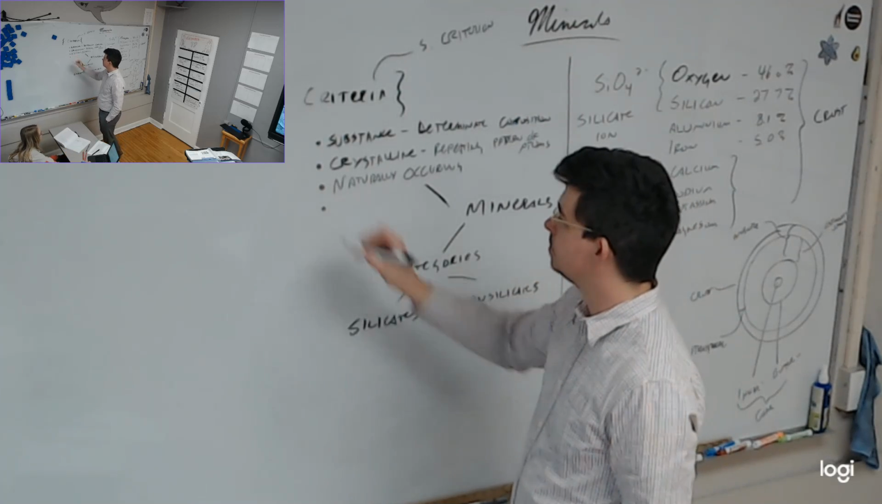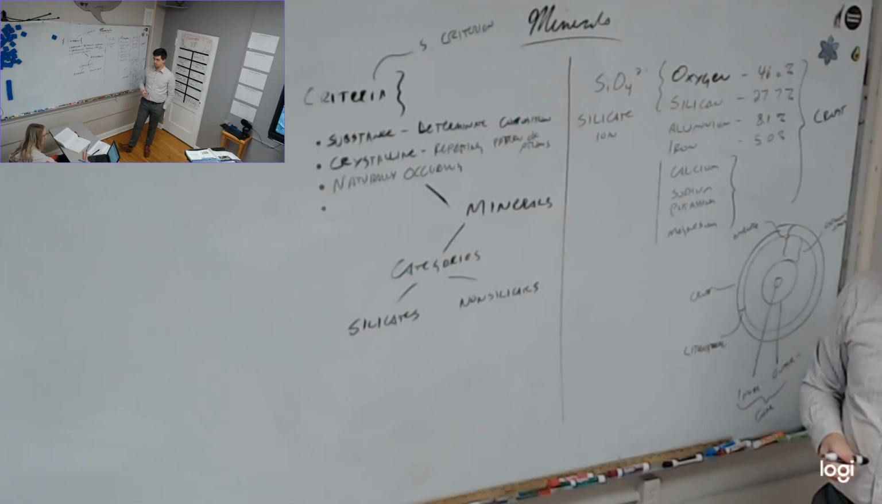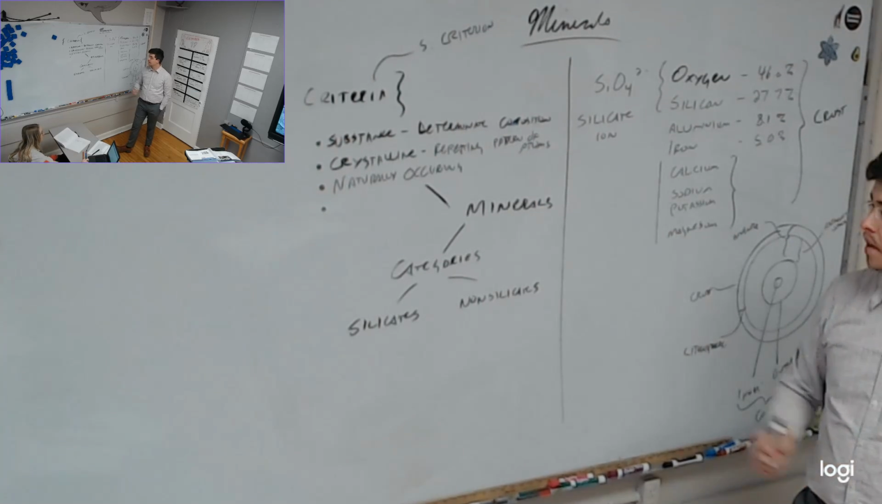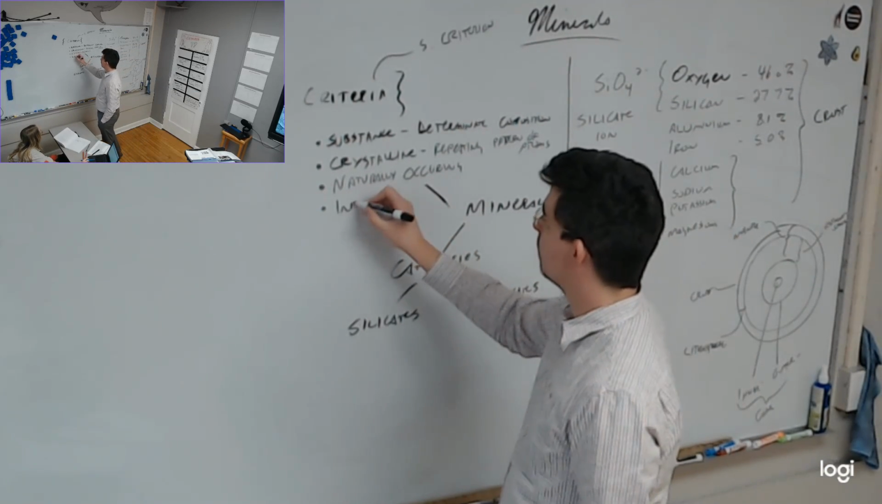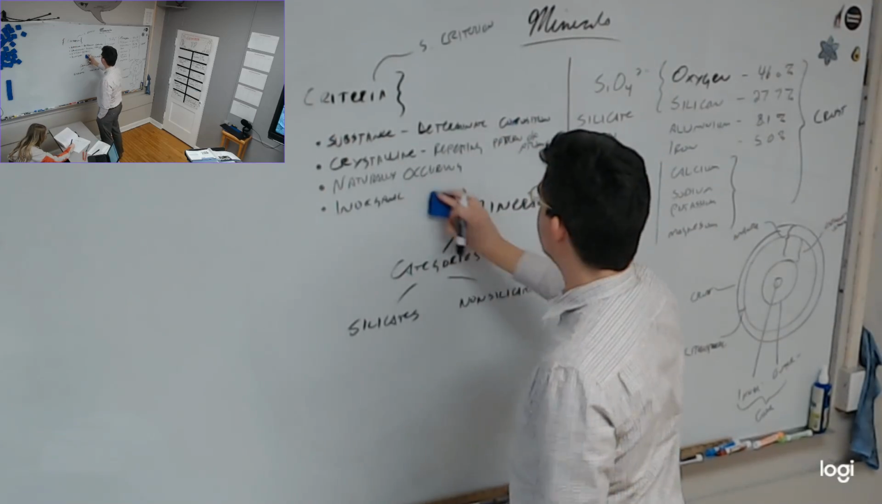It sounds like it's contradicting itself because it says that it has to be naturally occurring, but it has to form through inorganic processes. Yep, and that's the next one. Inorganic. Which means not only is it naturally occurring, but some parts of nature don't count.